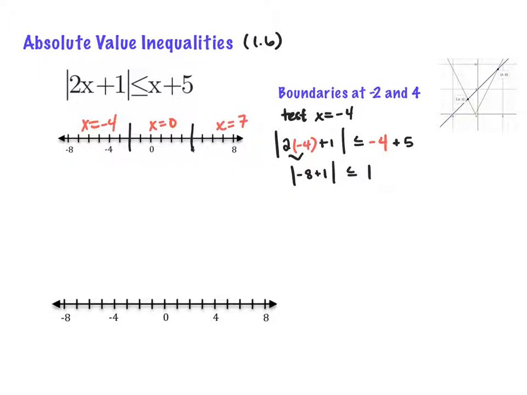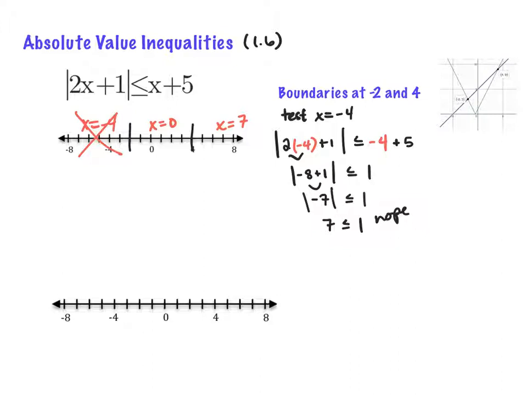-4 plus 5 gave us 1. -8 plus 1 gives us -7. So I've got the absolute value of -7, which is 7. That's where I can drop the lines. And it is not true that 7 is less than or equal to 1. So I know that over here, where x equals -4, that region doesn't work.